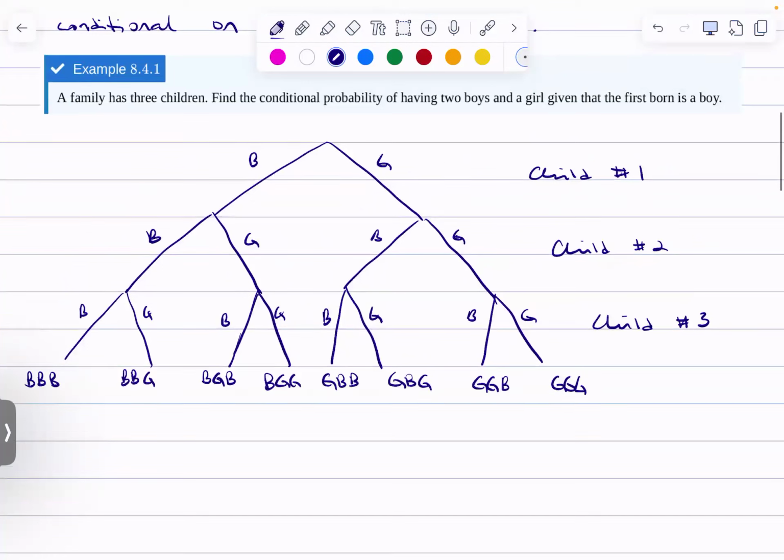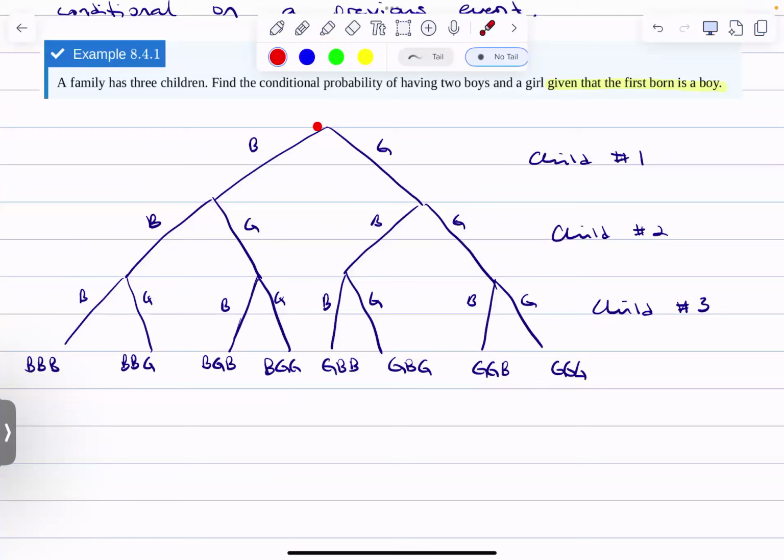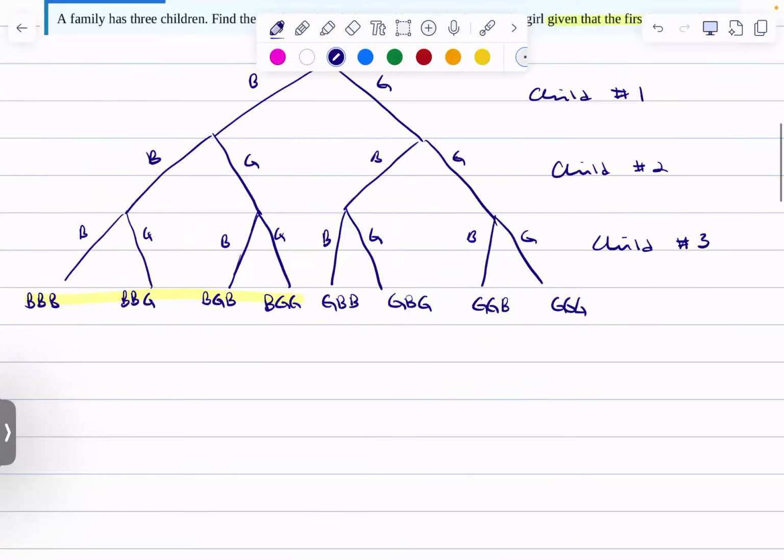Now, we're given that the firstborn has to be a boy. There's only a subset of our sample space that satisfies that. And so the firstborn has to be a boy. And then we want to know some probability out of this smaller subset. And so what we're interested in are all these possible outcomes. So now this is out of our possible 4.